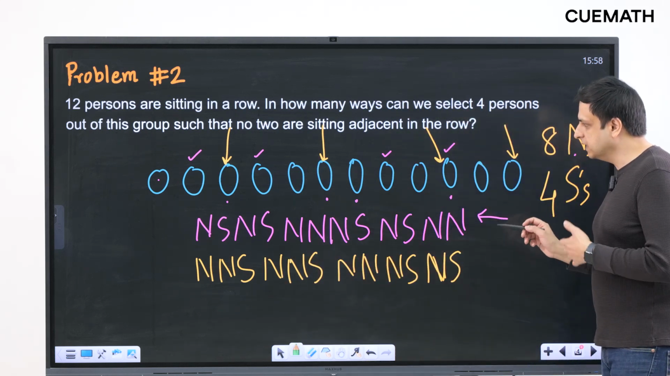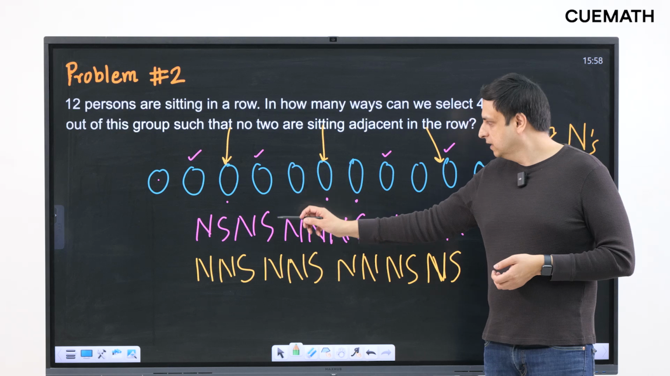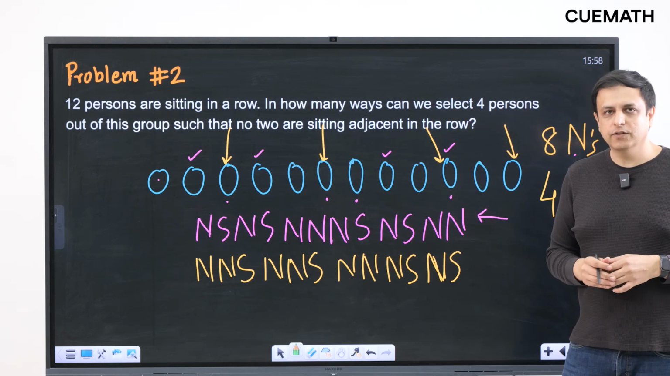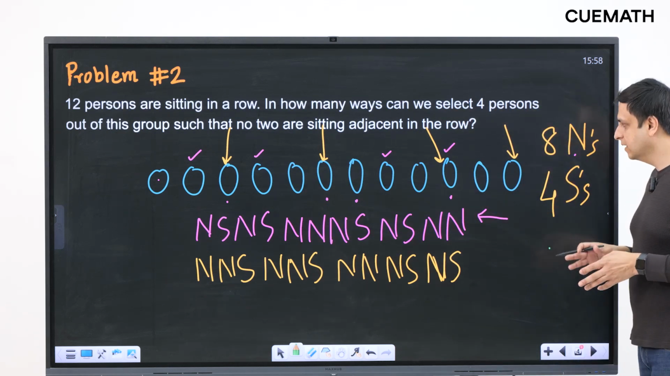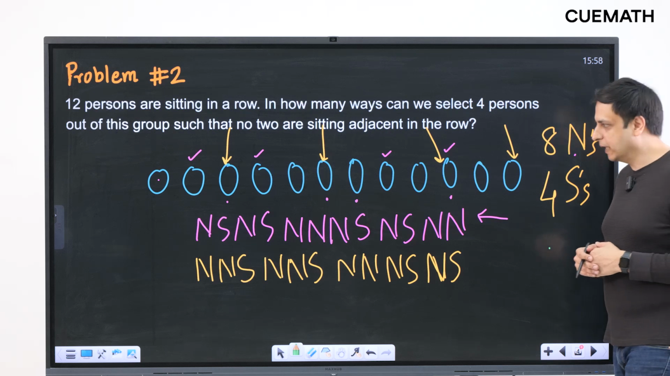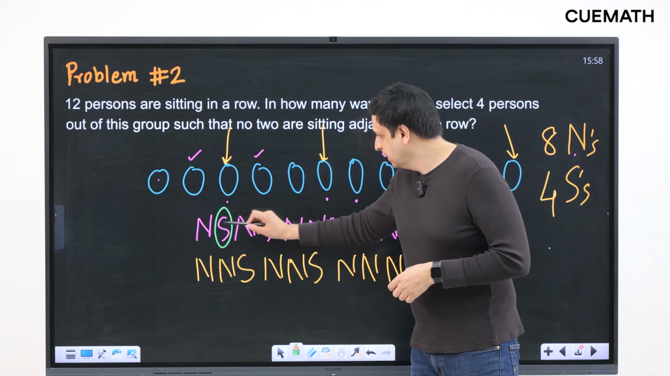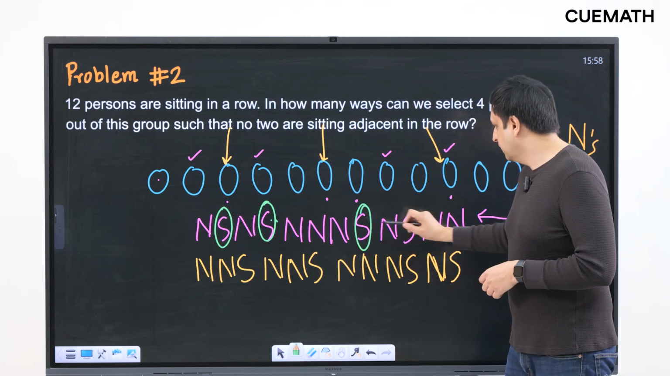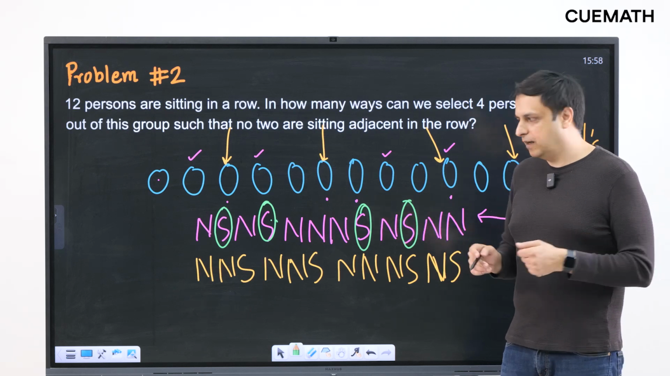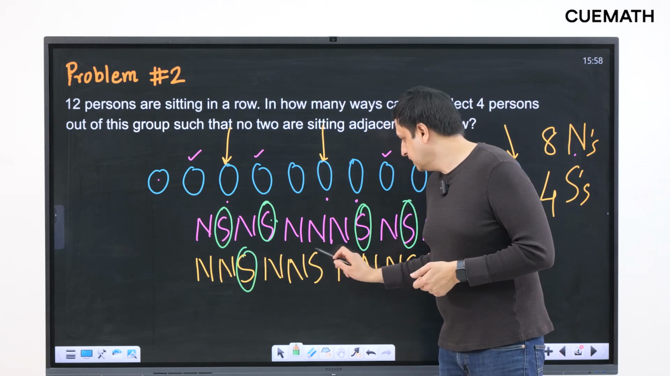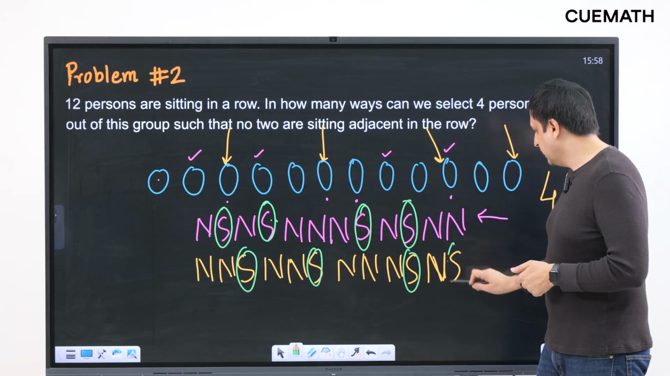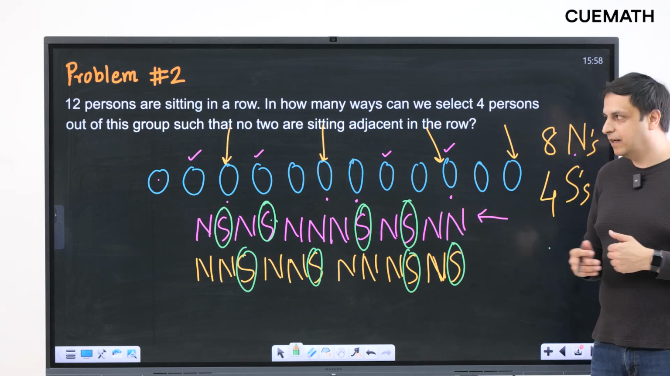How many permutations exist of these strings where we have 8 n's and 4 s's, but no s's are together? For example, in this case, we have an s here, an s here, an s here, and an s here. None of these are adjacent. This one again, s, s, s, and s. No, none of these are adjacent.